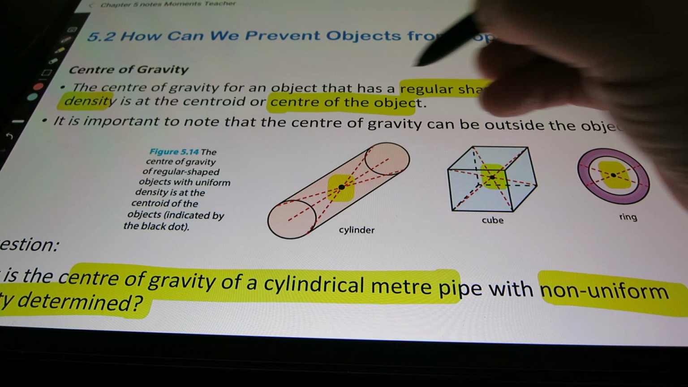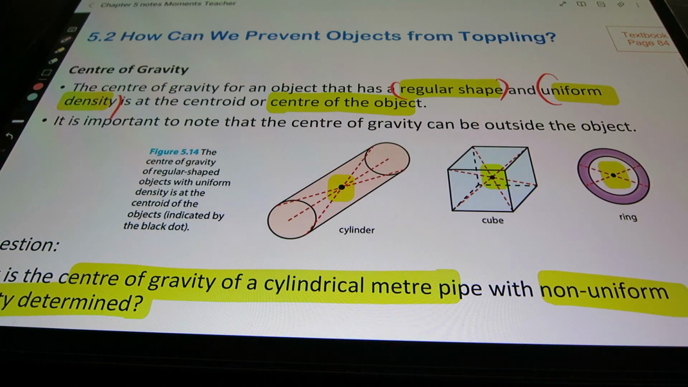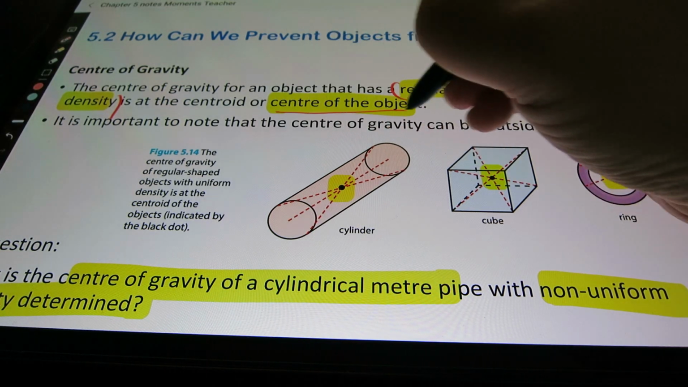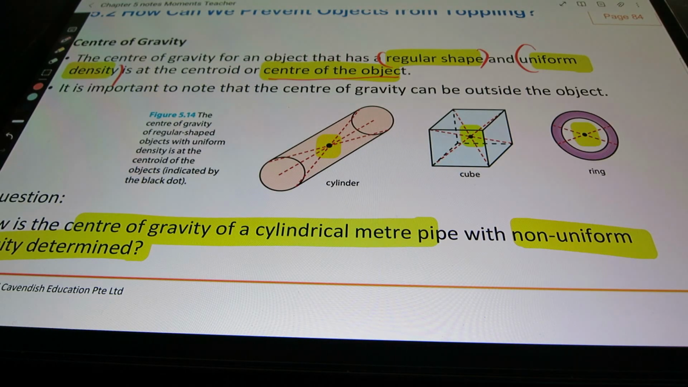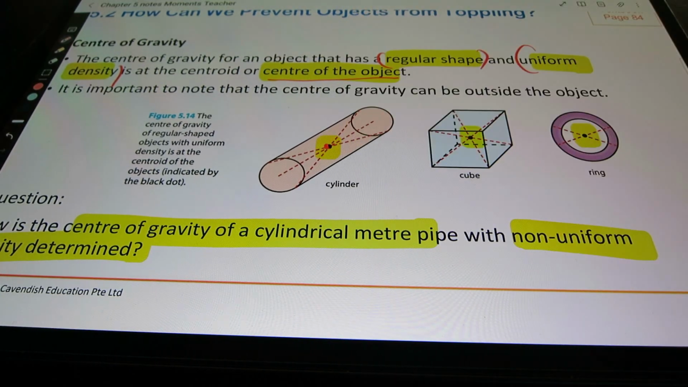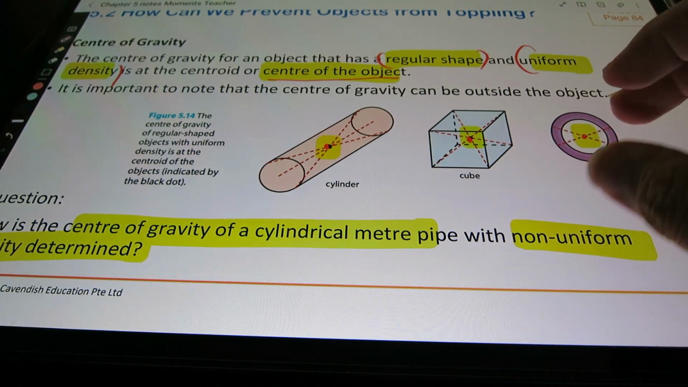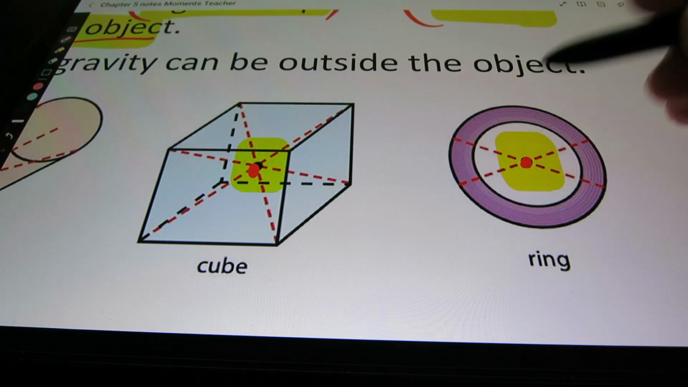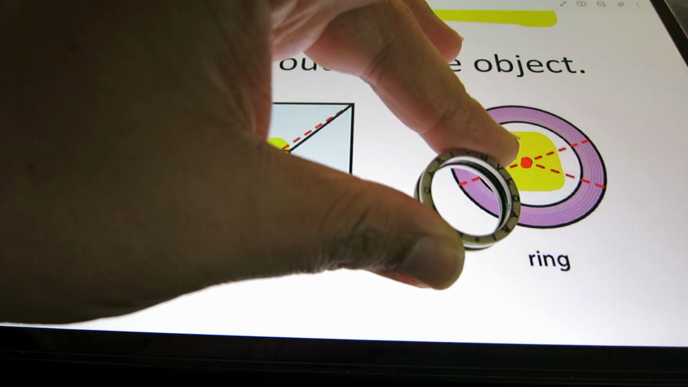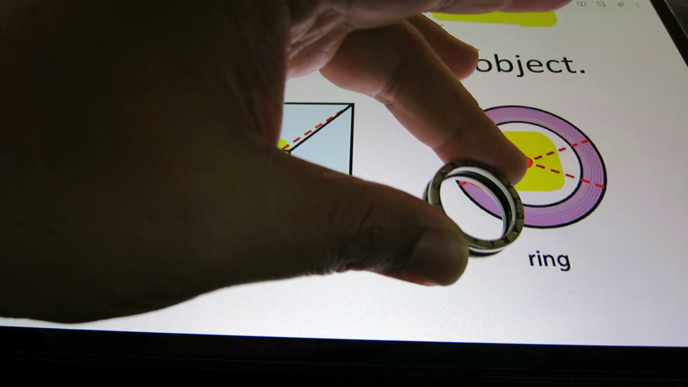For an object that is regularly shaped and of uniform density, which means it's not made of copper on one side and plastic on the other, the exact center of the object is where its center of gravity is. So for predictable shapes like the cylinder, the cube and the ring, it is the exact center. Note that the center of gravity can actually exist outside the body. For example, for a ring like this, the center of gravity is in here. It doesn't even exist on the object itself.